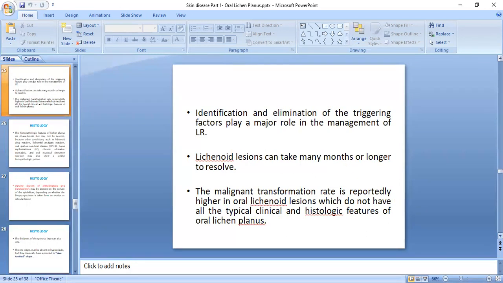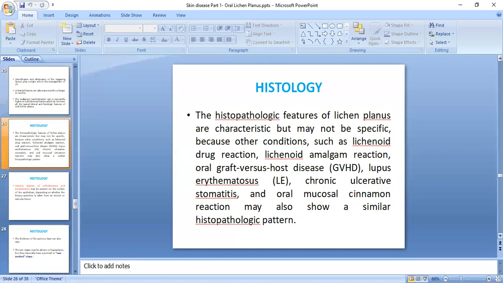So identification and elimination of the triggering factor plays a major role in the management of lichenoid reaction. Lichenoid lesions can take many months or longer to resolve. The malignant transformation rate is reportedly higher in oral lichenoid lesions which do not have all the typical clinical and histologic features of oral lichen planus. Now, next we come to the histopathology.